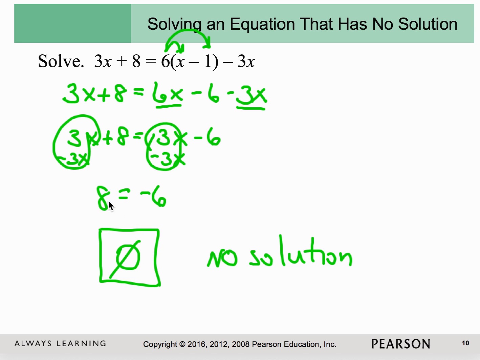Okay, so if you wind up with x equals a number, you're good to go. If your variables disappear, you've got to decide no solution or infinite solution, and it depends on, is this a true statement or not? If it's not true, there's nothing I can plug in here to make it true. Okay, if it is true, no matter what I plug into the x, it's always going to give me the same solution.